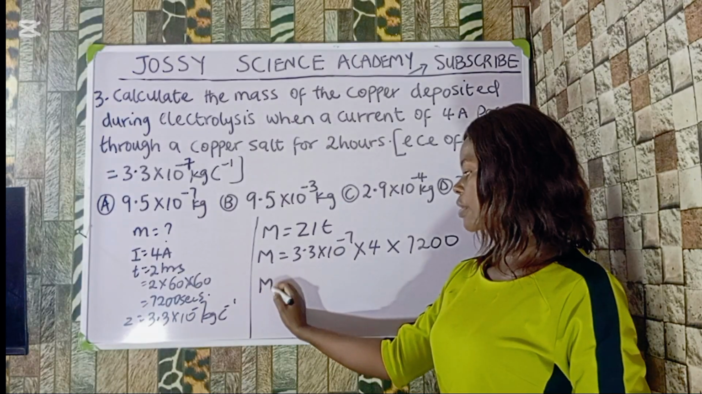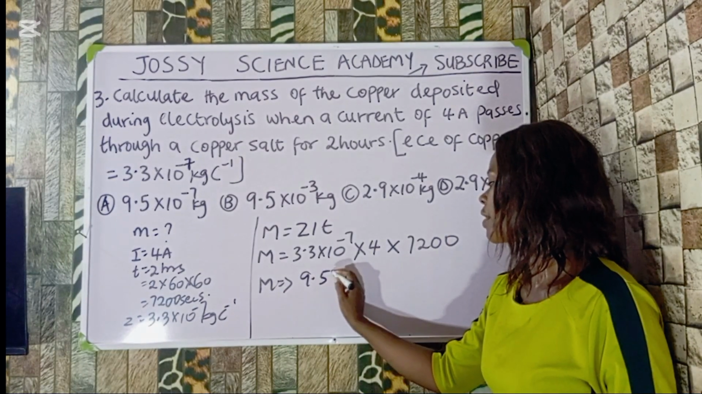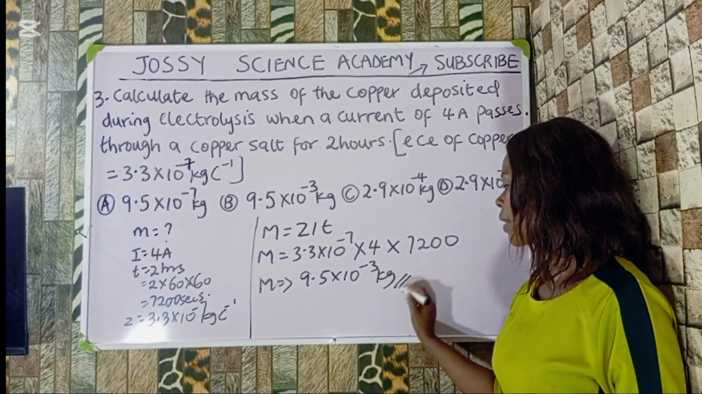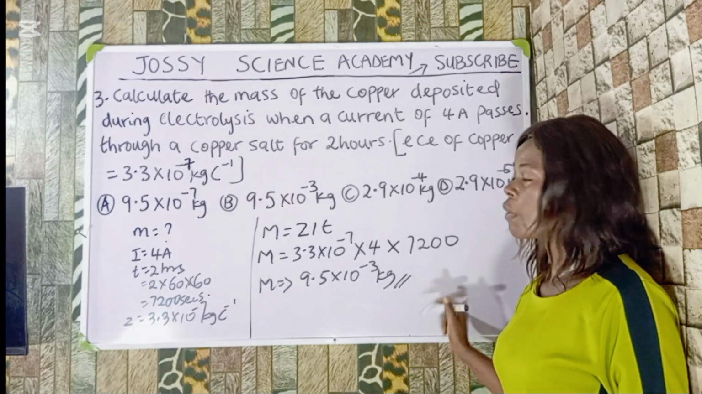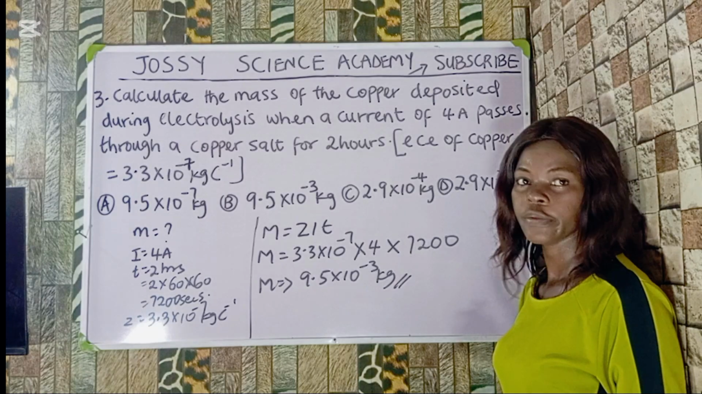Now by the time you multiply all through, your answer is going to be 9.5 times 10 raised to the power of minus 3 kilograms. Hope that is clear. Now this is how to solve this type of problem. So from what you have gotten so far, the correct option to this question is option B.